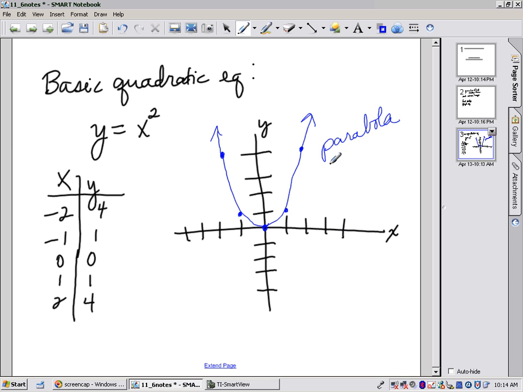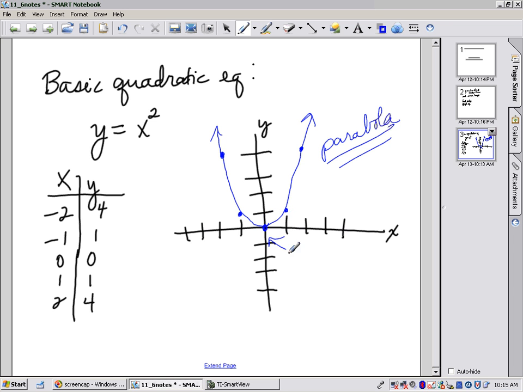Okay, and that's what every quadratic equation will have because it has some symmetry. If I could fold the graph along the y-axis, the left side and the right side should be mirror images of each other, right? Because if I go out 2 units, I find a 4. If I go 2 units to the left, I find a y value of 4 on the graph. So that's where we get the symmetry.